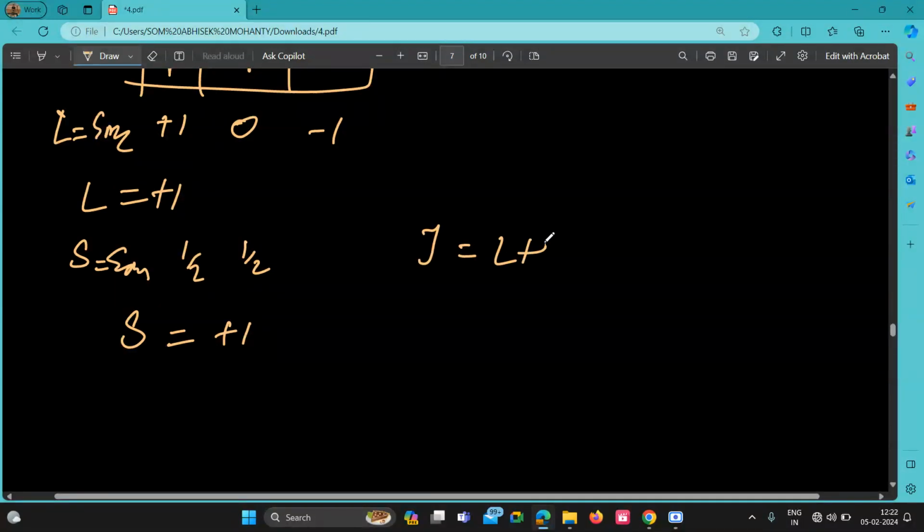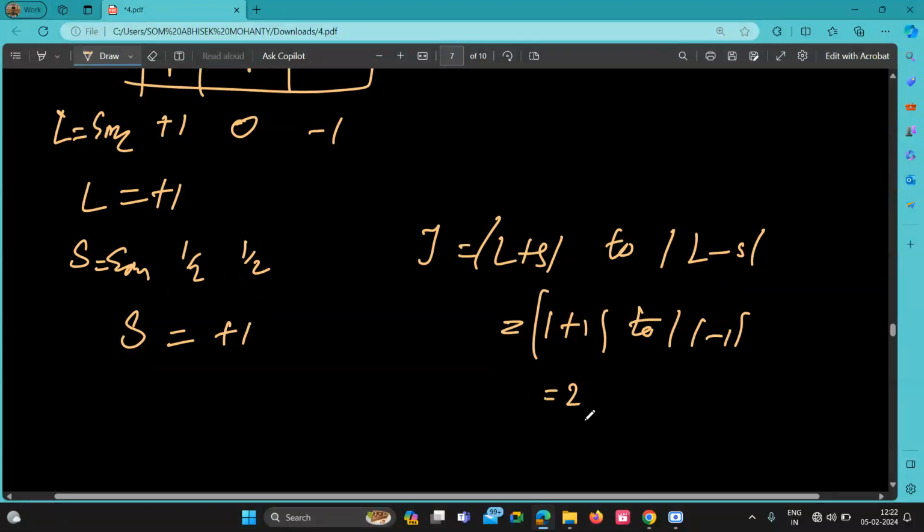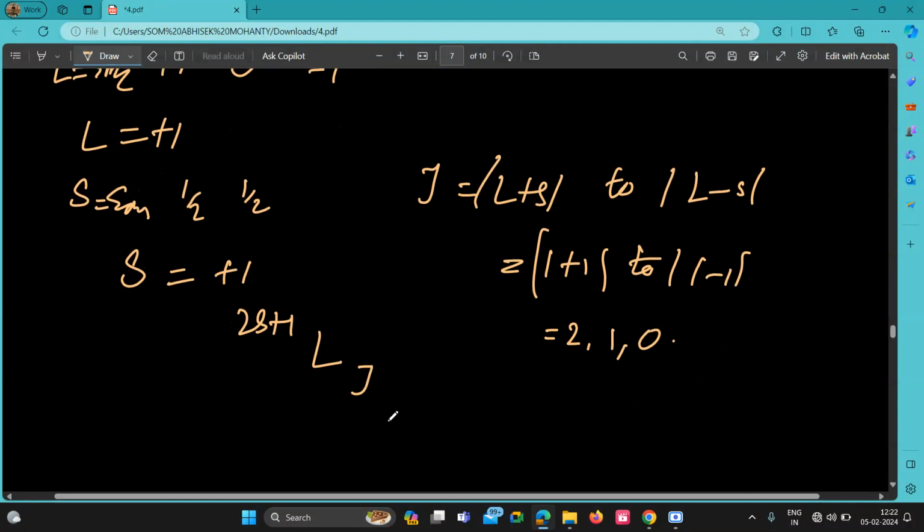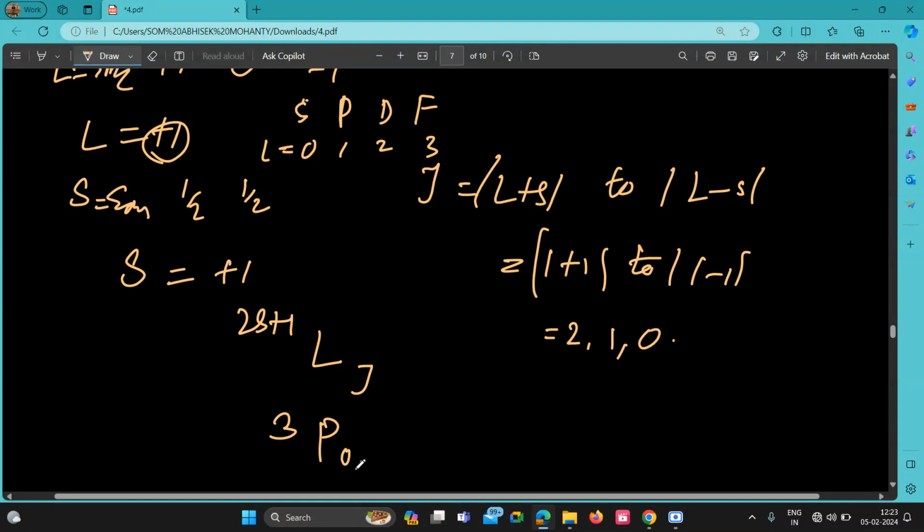What are the J values? L plus S, down to L minus S. So 1 plus 1 is 2, and 1 minus 1 is 0. So J is 2, 1, 0. S is 1. How do we write a spectroscopic term? 2S plus 1, L, J, like this. So 2S plus 1 is 2 into 1 plus 1, that is 3. L is 1. For L equal to 1, what is this? S P D F. L is 0, 1, 2, 3. So L should be P. J is 0, 1, 2.